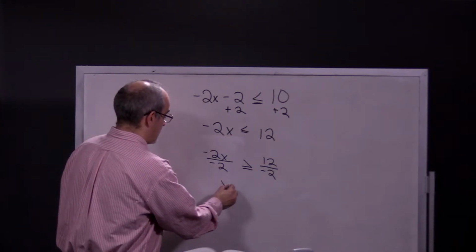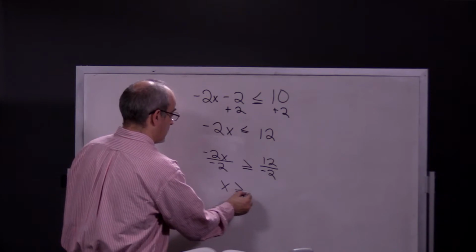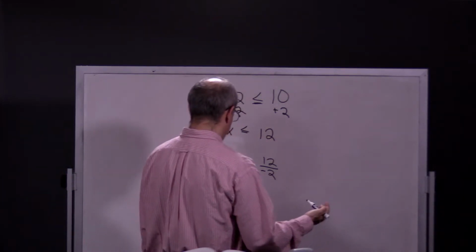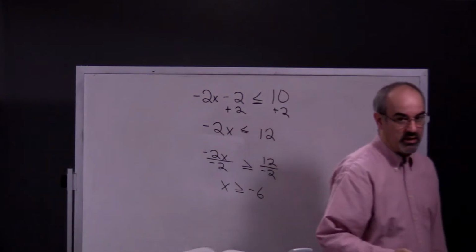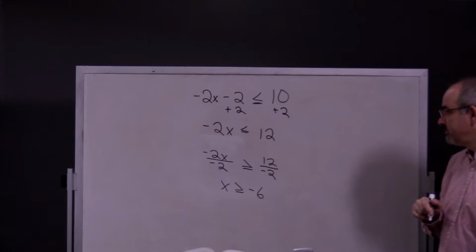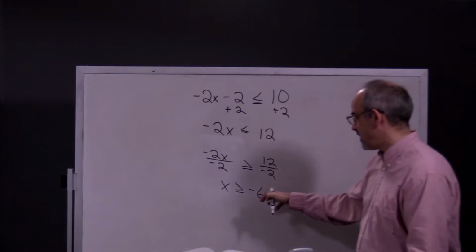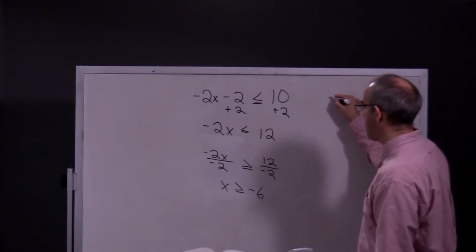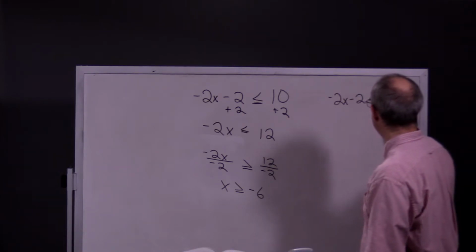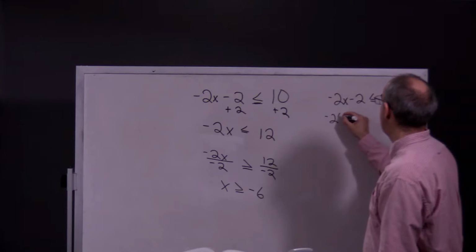So we get x is greater than or equal to -6. That means x could be 0, right? 0 is greater than or equal to -6. So I'm going to just check my answer by plugging in some numbers. So 0 should work.